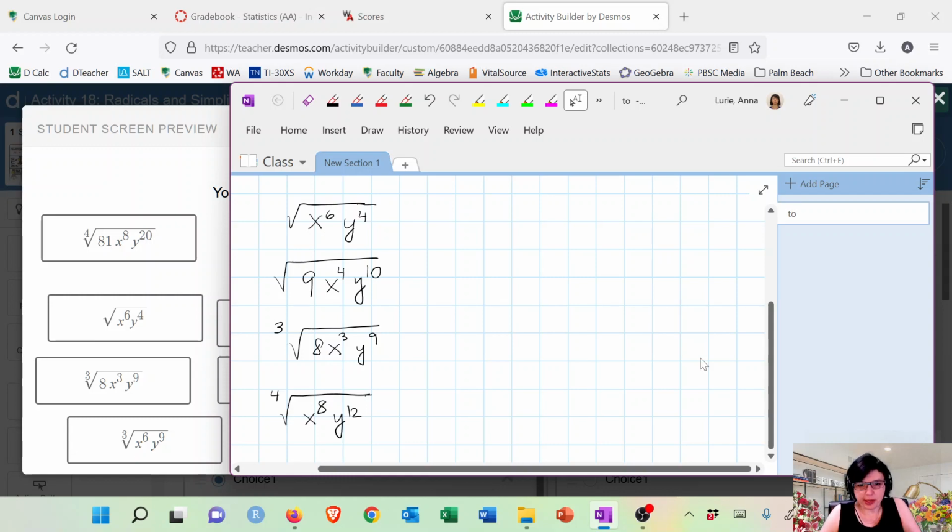Okay, guys, so now it's time to talk about what happens with variables. The first thing I want you to do is make a reminder for yourself with a couple of examples. So how do you simplify something like, let's start with something easy, the square root of x to the power 6.